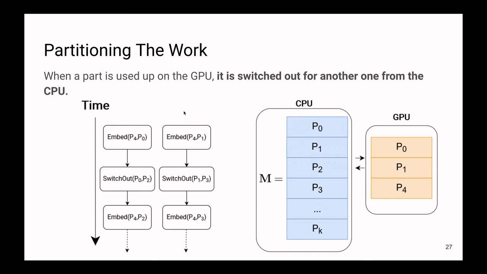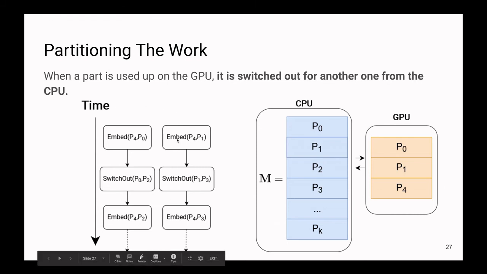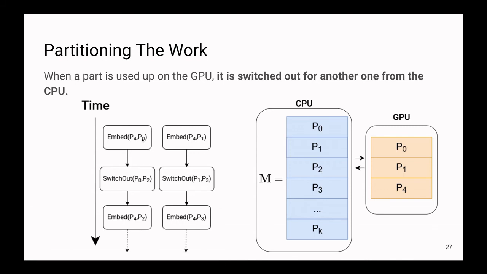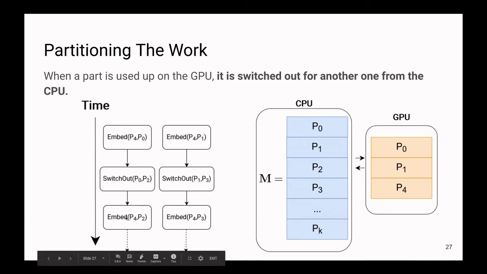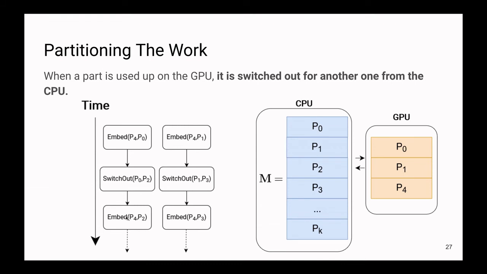When a part is used up on the GPU, it is switched out for another one from the CPU. As you can see in the figure on the left, when the embedding of P4 and P0 is done, P0 is switched out with P2, and the embedding of P4 and P2 is executed.